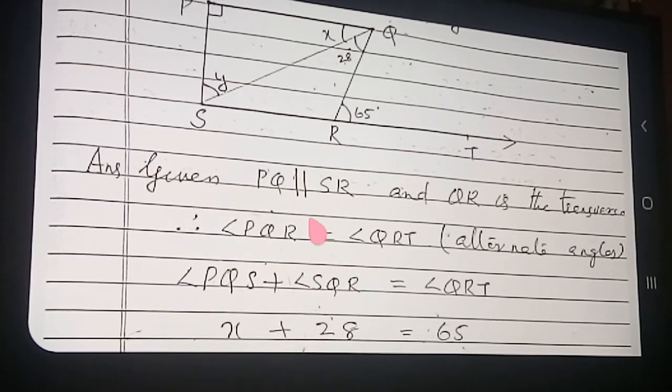Now given PQ is parallel to SR, no? See here, PQ is parallel to SR given. Now here we will take QR as the transversal. Properly listen, the line QR we will take as the transversal. QR is the transversal. Okay.